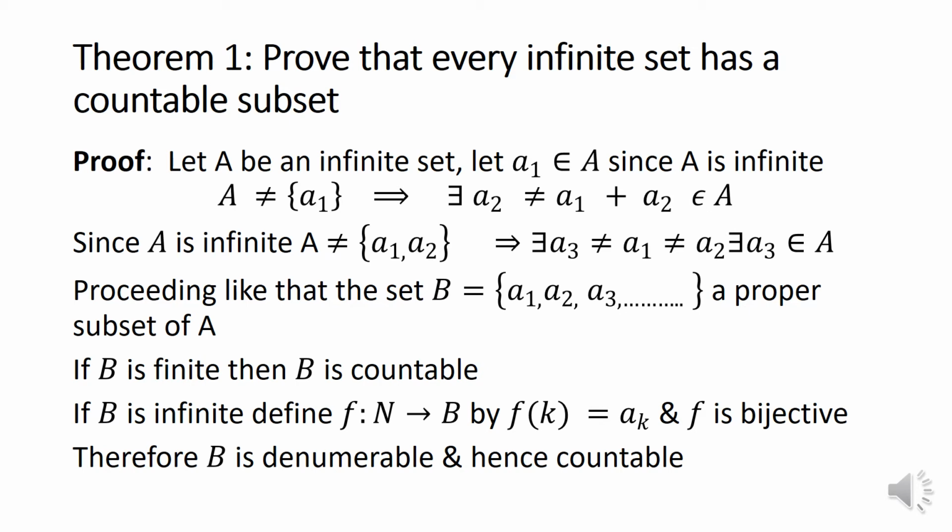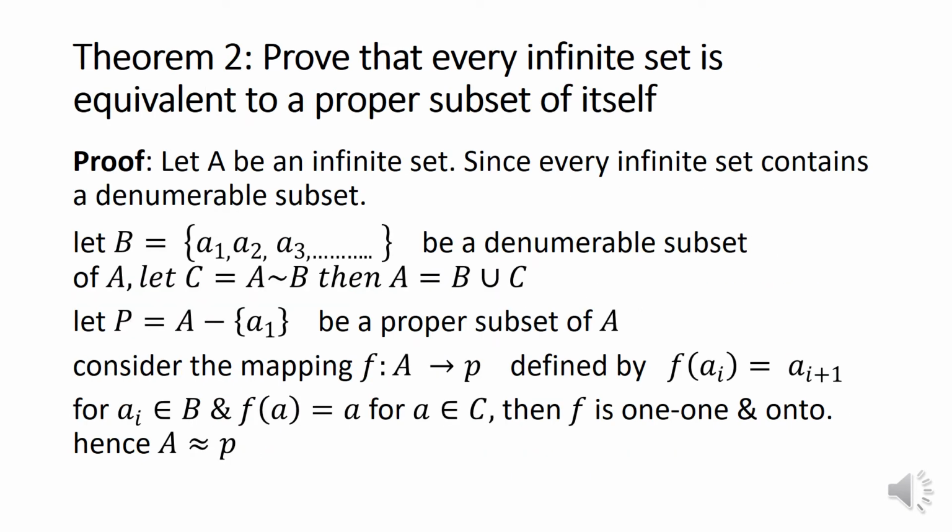Suppose B is infinite. Then we define a function f from the set of natural numbers to the set B, the subset of A, by f(k) = ak, and we can see that this function is a bijective function, which makes the set B a denumerable set, and hence it is a countable set.